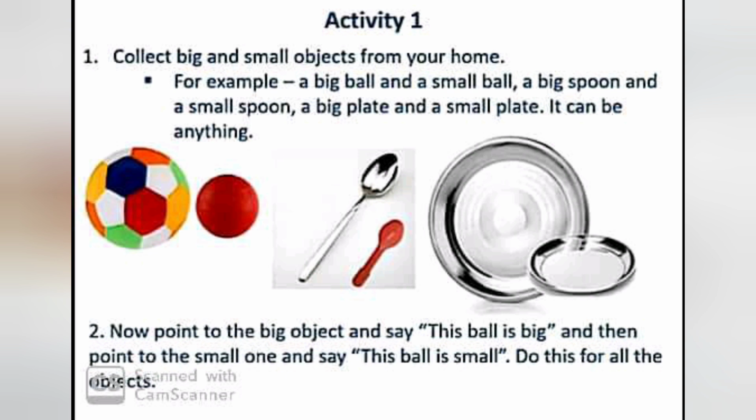Now, it's time for some fun activity. Students, collect big and small objects from your home. For example, a big ball and small ball, a big spoon and small spoon, a big plate and small plate. It can be anything. Now, point to the big object and say, "This ball is big." And then point to the small one and say, "This ball is small." Do this for all the objects. Excellent.